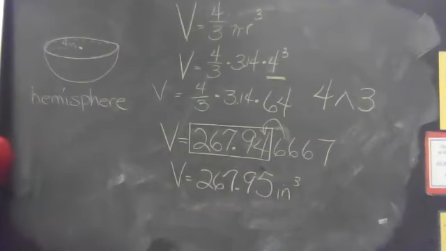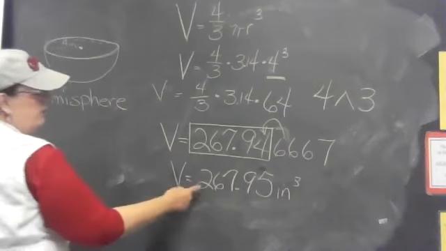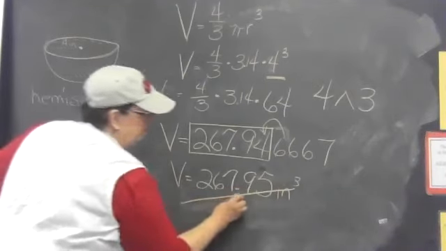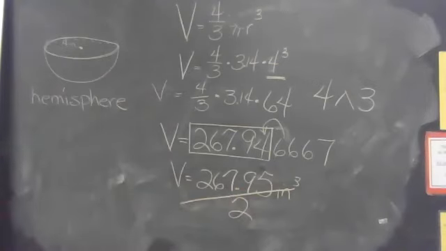One of my students on the phone called it a bowl. Okay, now we're going to find the volume of this bowl. But it's a hemisphere, and hemisphere means half of a sphere. The reason I'm leaving this up here is because if you cut it in half, it's half of the volume. So we're going to take our volume and divide it by 2 to get the volume of the hemisphere. Ta-da!